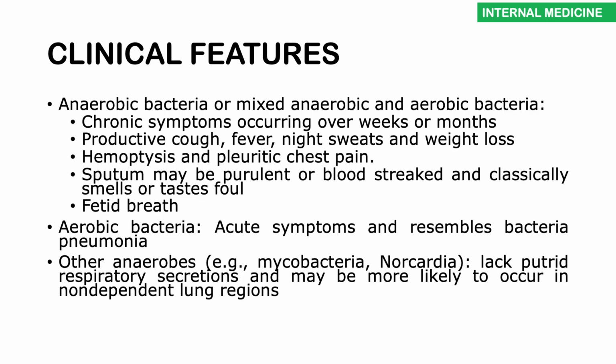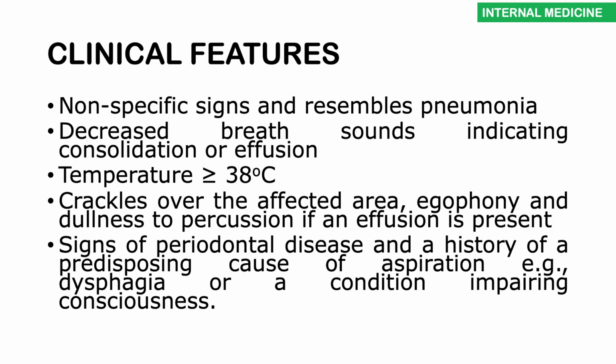Then in terms of the aerobic bacteria, these ones tend to have acute symptoms. They tend to resemble a bacterial pneumonia. For those that do have organisms like Mycobacterium and Nocardia, they don't have the putrid respiratory secretions, and they're more likely to have this occurring in these non-dependent regions of the lungs.